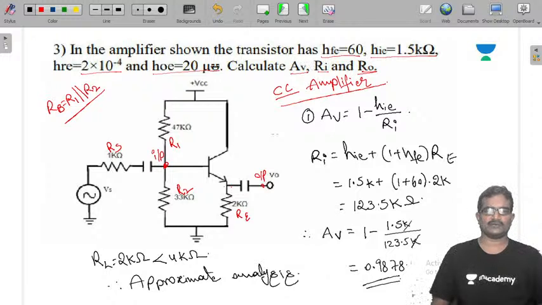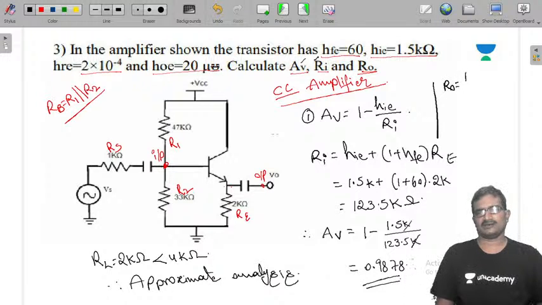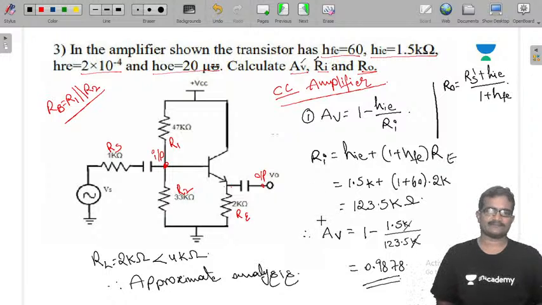So voltage gain is over, RI also over. Next, R naught. R naught for a CC amplifier is RS dash plus HIE by 1 plus HFE. Already in the first slide I have written all this. Now we need RS dash. So RS dash is RS parallel with RB.